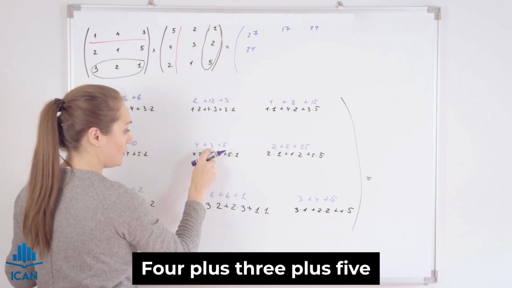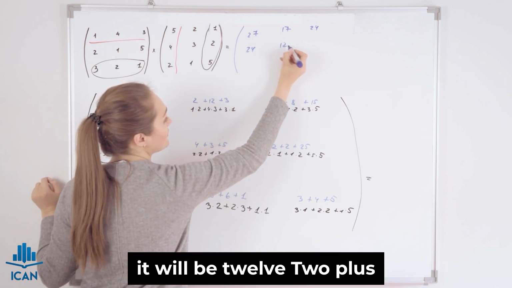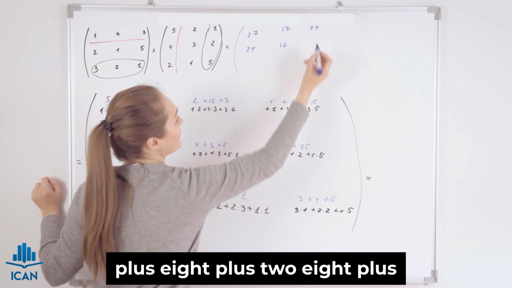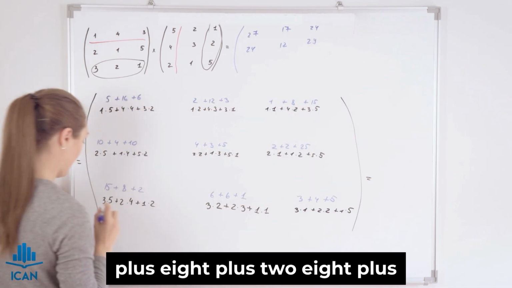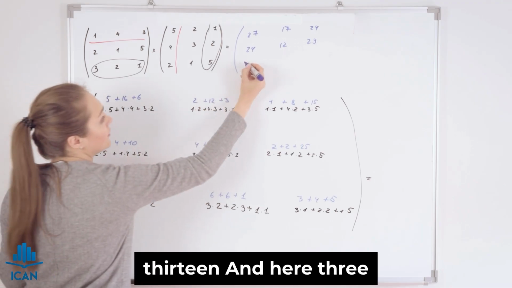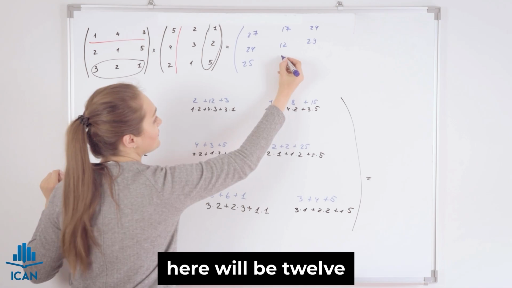4 plus 3 plus 5 is 7 plus 5. It will be 12. 2 plus 2 would be 4. 4 plus 25, 29. 15 plus 8 plus 2. 8 plus 2 would be 10, 10, 25. 6 plus 6, 12, 13. And here 3 plus 4 plus 5, the same as here, will be 12.